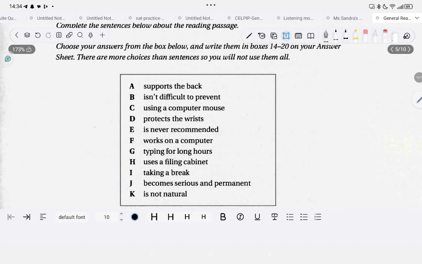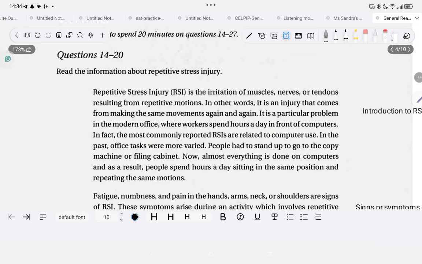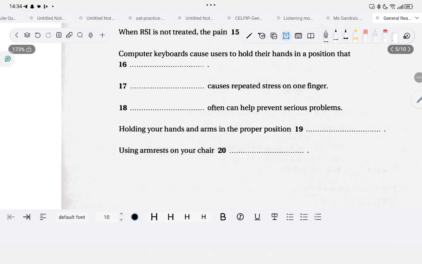I think it should be F, right? It should be F. The dash all day. It says here, now almost everything is done on computers, and so people spend hours a day sitting in the same position and repeating the same motions. Like what? Doing what? Working in front of a computer. So I believe it's F. 14 is F.